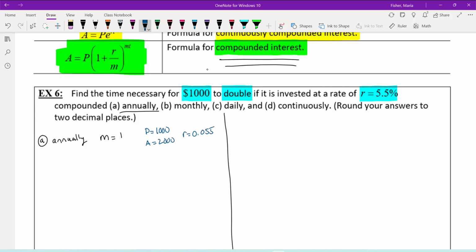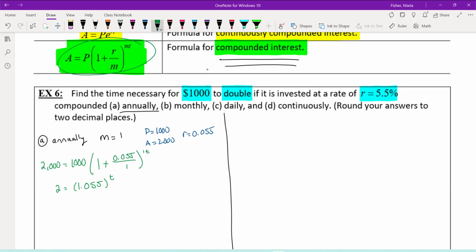0.055. Plugging it into this formula to solve for T, because we want to find the time necessary, we would have 2,000 is equal to 1,000 times 1 plus 0.055 divided by 1 raised to the 1 times t. Well, dividing both sides by 1,000, we get 2 is equal to, and if we combine this, this becomes 1.055 raised to the t.